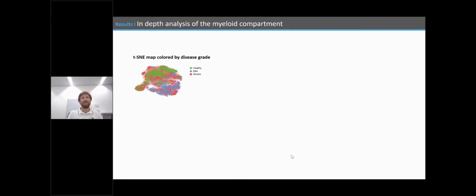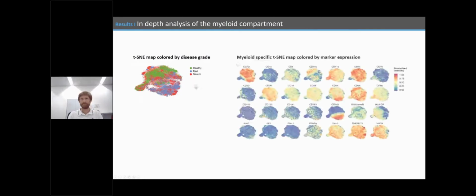And when we then looked closer at the myeloid compartment, I first want to show you this t-SNE map here that is colored by the disease grade. And in green, you see cells derived from healthy patient samples, blue from patient samples from patients that had mild disease, and red from patients that had a severe disease. And please note that there's a region that is exclusively occupied by cells from patients with mild and severe disease.